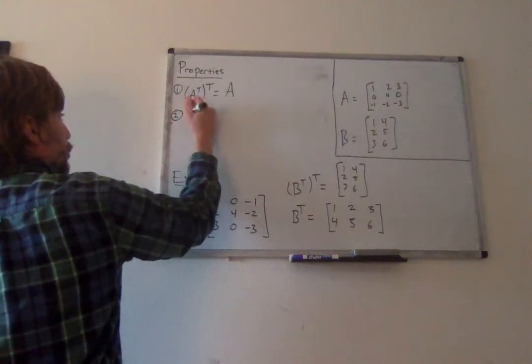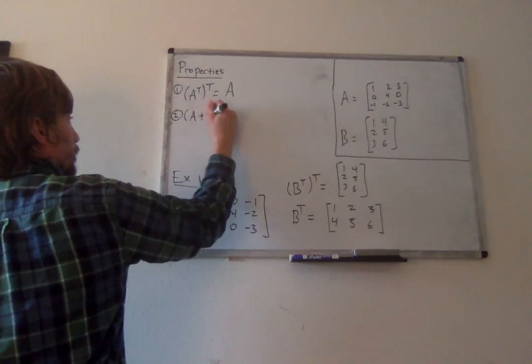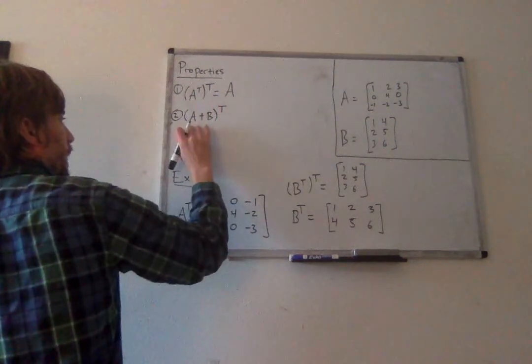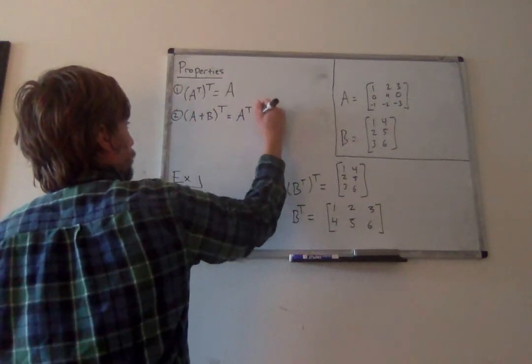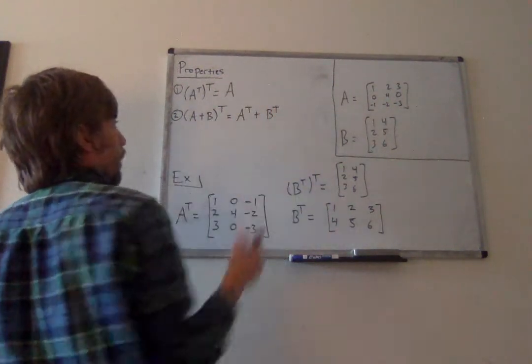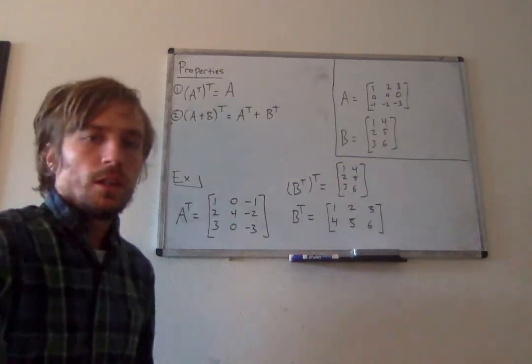We can distribute the transpose across sums. So A plus B quantity transpose is equal to A transpose plus B transpose. That one I think is fairly straightforward.